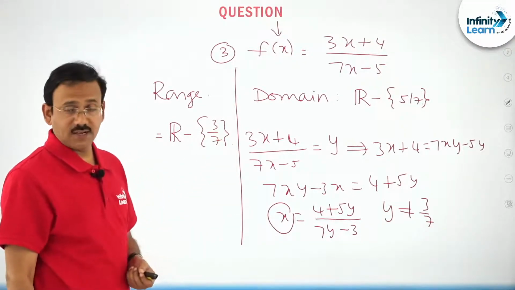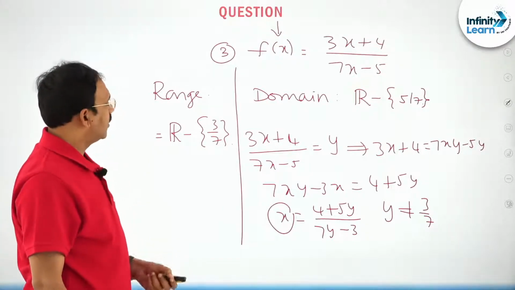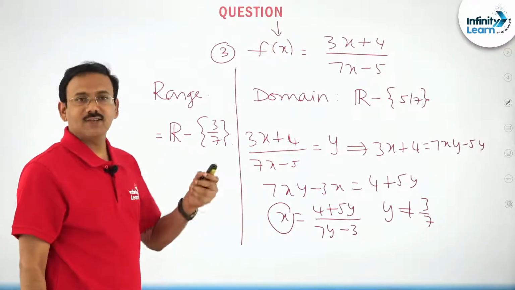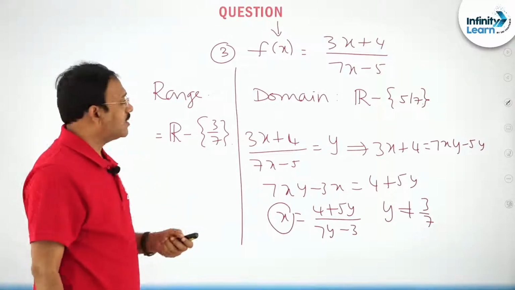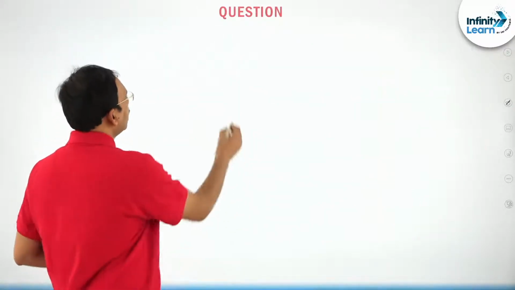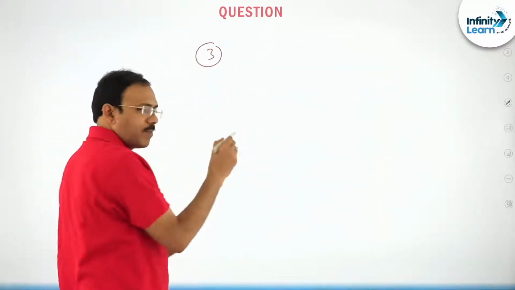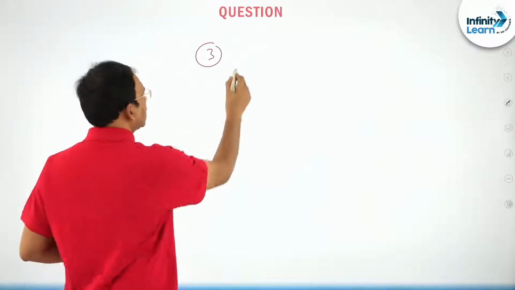Yes, this is the range. Fine. Domain as well as range. Clear? Let me generalize this, friends. Suppose an extension to the same problem, third model discussion.